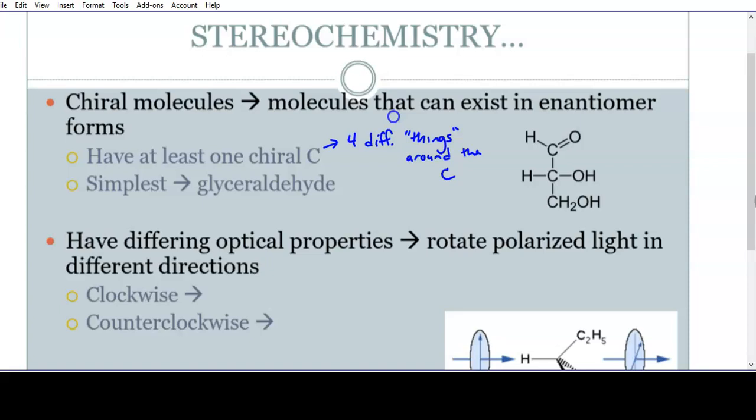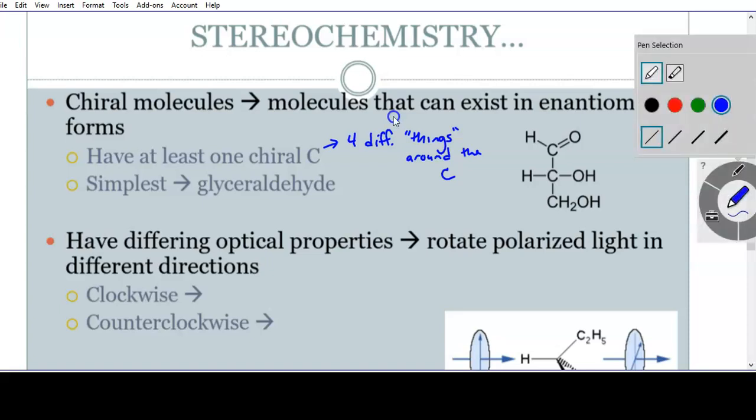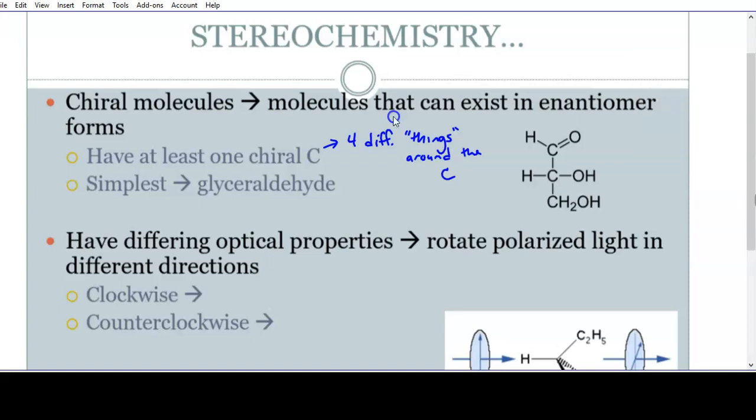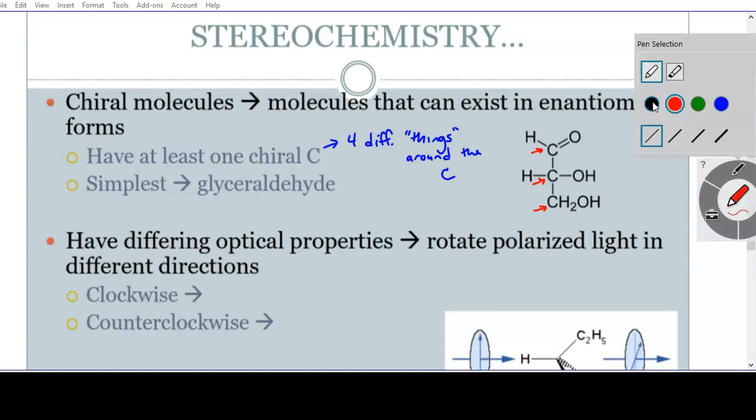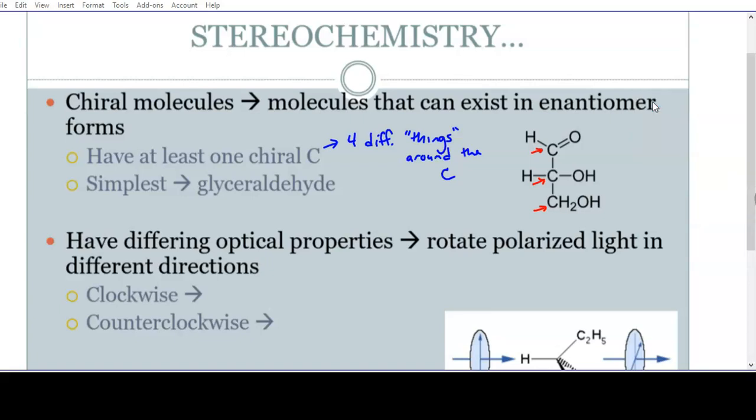glyceraldehyde, excuse me. Okay. So if you look at the carbons that are present in this molecule, we have a carbon here, here, and here. Okay. We're looking for the carbon that has 4 different things around the center. So if we look at this first carbon, we only see 1, 2, and then this whole group below would be 3.